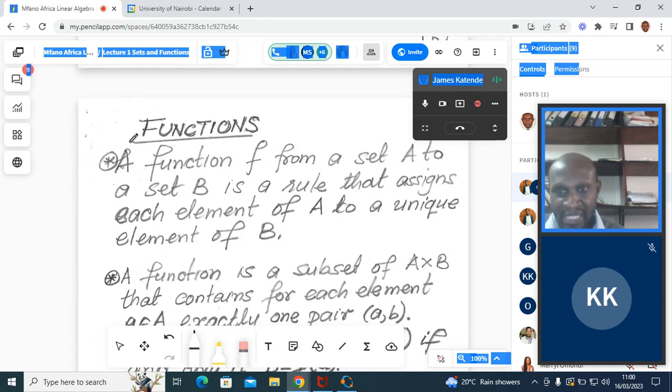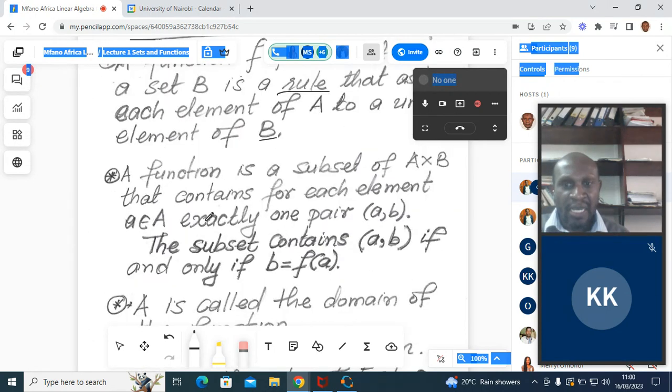So we start with the definition of a function. A function f from a set A to another set B, we can think of as a rule that assigns each element of A to a unique element of B. That is one way to look at it. Another way to look at a function is as a subset of the Cartesian product of A and B, with some conditions, such that for each element a, there's only one such pair (a, b).